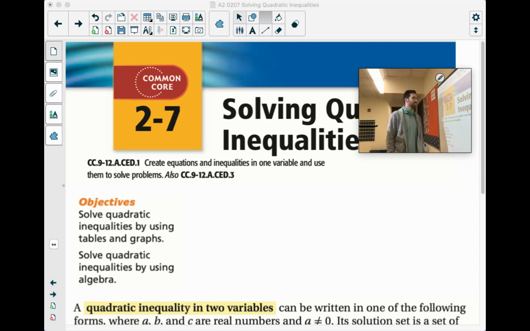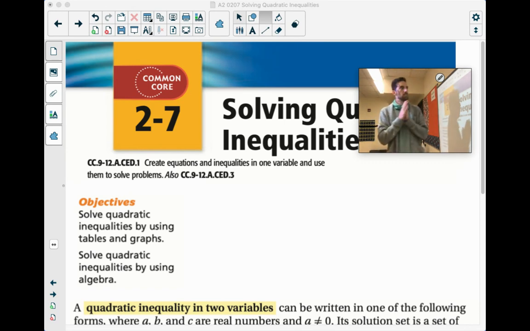Today's the day we solve some quadratic inequalities. We've been graphing quadratic equations, which give us the parabola, right? The only difference with quadratic inequalities is after you draw the parabola, you're going to have to do some shading.